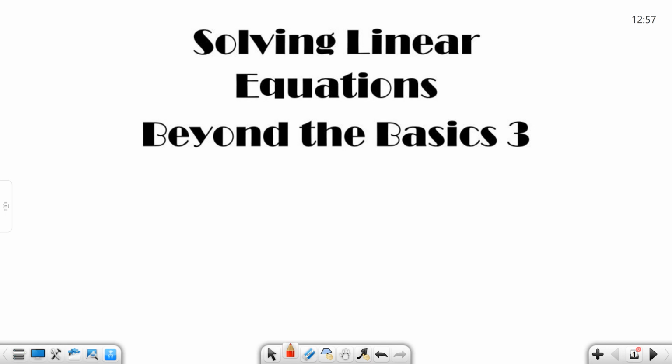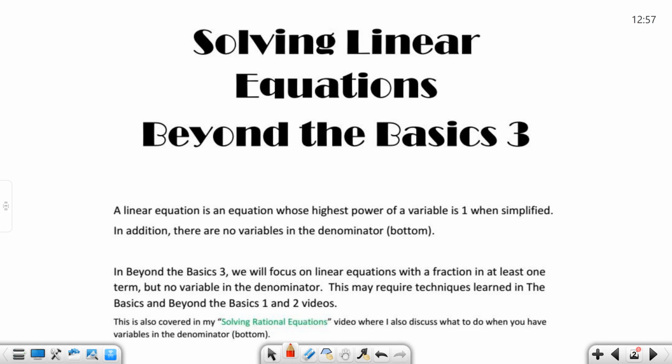Solving linear equations beyond the basics 3. So let's recall, a linear equation is an equation whose highest power of the variable is 1, and there's no variables in the denominator or bottom.